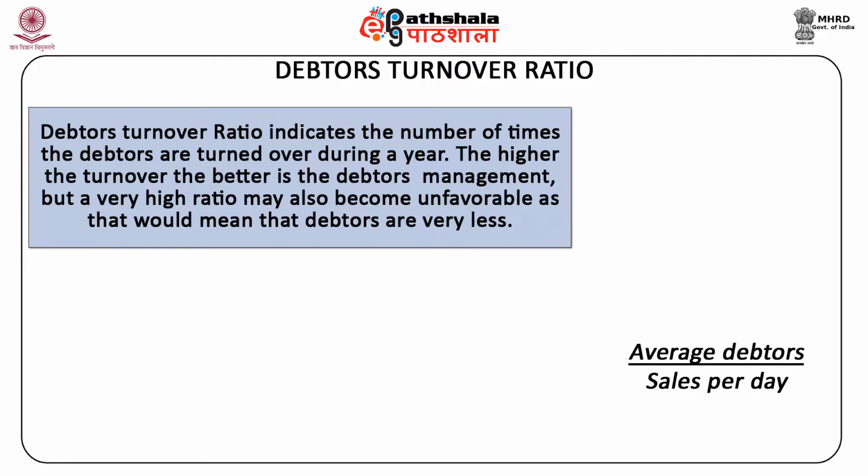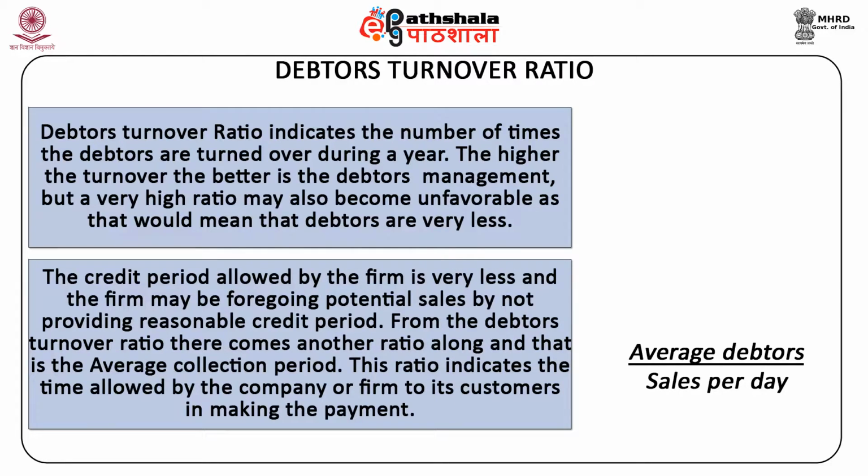Debtors turnover ratio indicates the number of times the debtors are turned over during a year. Higher the turnover, the better is the debtors management. But a very high ratio may also become unfavorable, as that would mean that debtors are very less. The credit period allowed by the firm is very less, and the firm may be foregoing potential sales by not providing reasonable credit period.